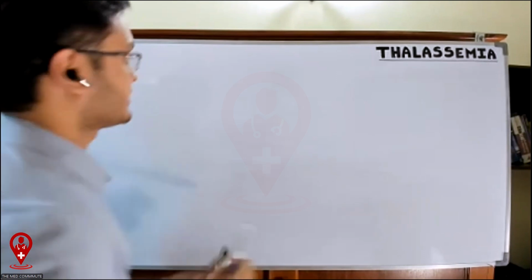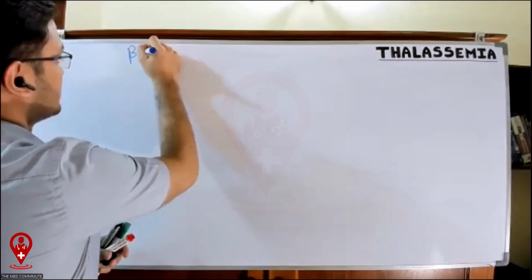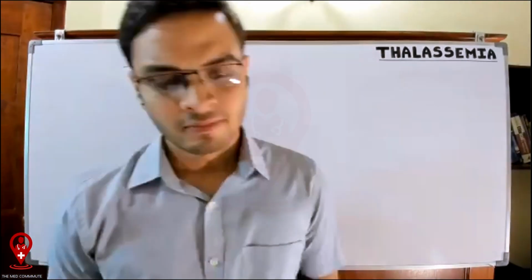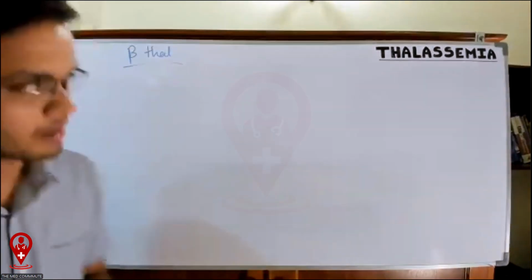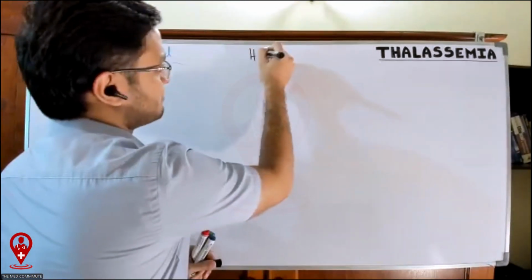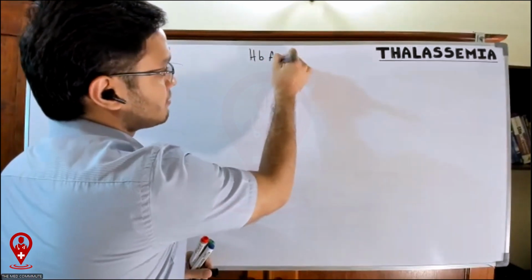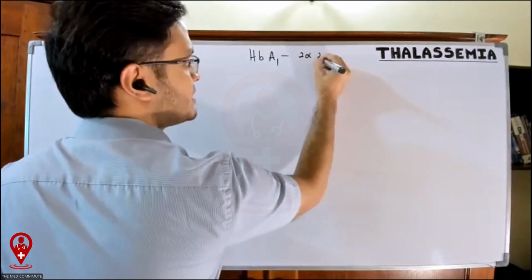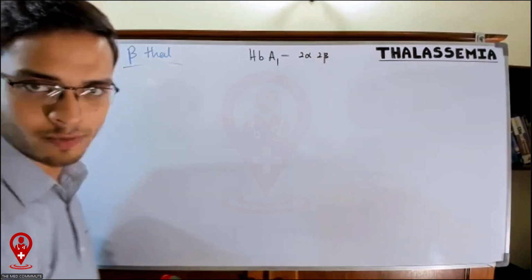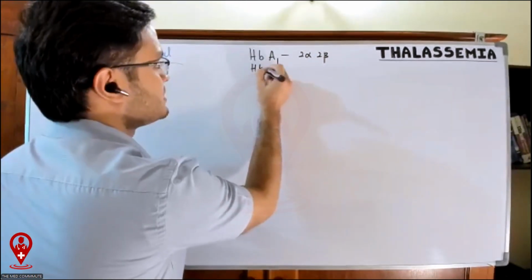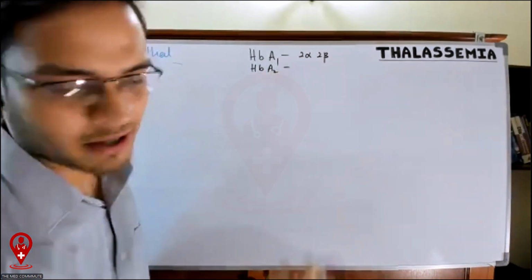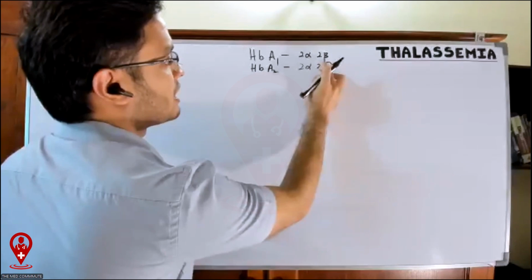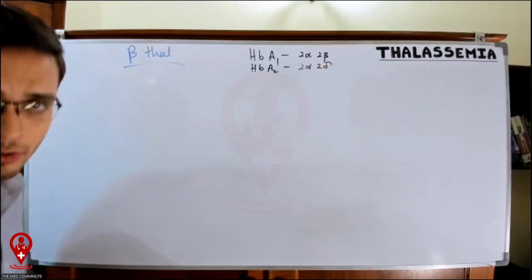Let's put the topic beta thalassemia. Right. Beta thalassemia. This is the most common form. Now, just to recall, in a normal person, we have majority HbA1. HbA1 is made up of 2 alpha and 2 beta globin chains together. Then we also have something called HbA2. This is made up of 2 alpha and 2 delta.